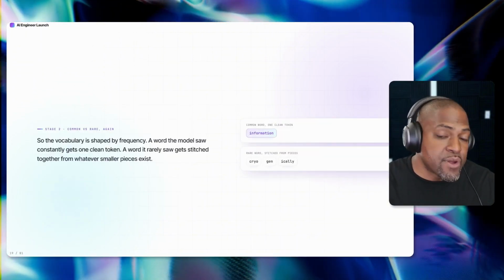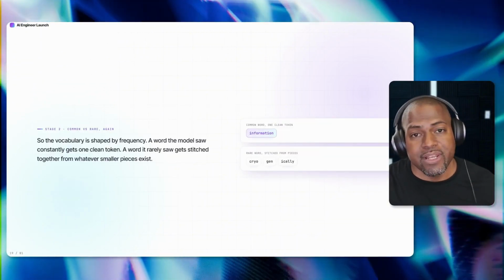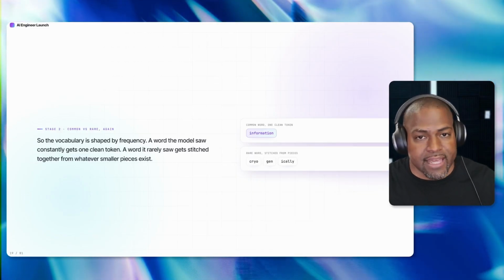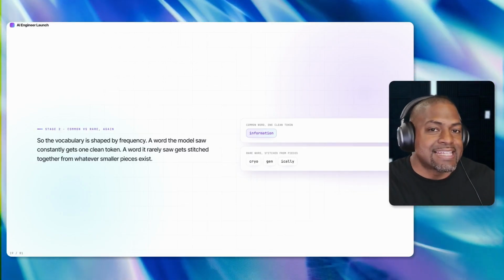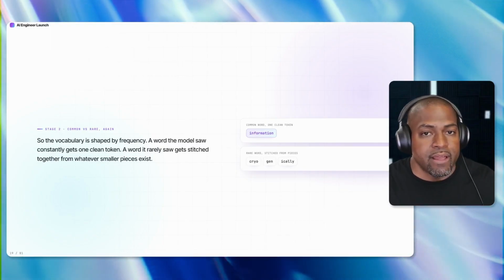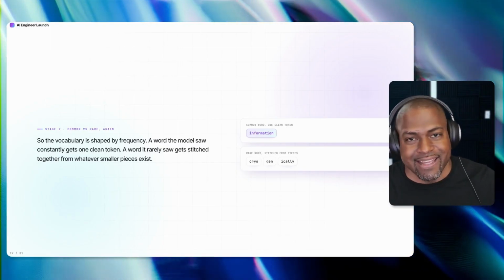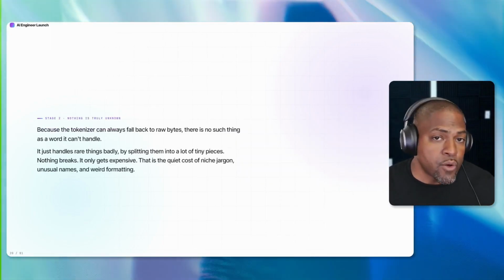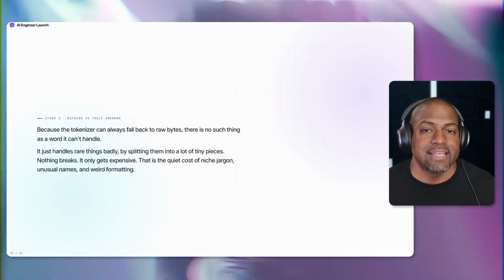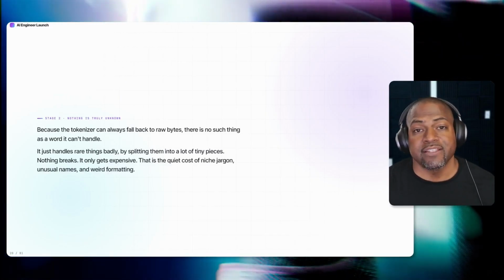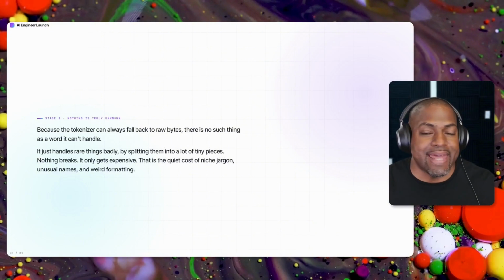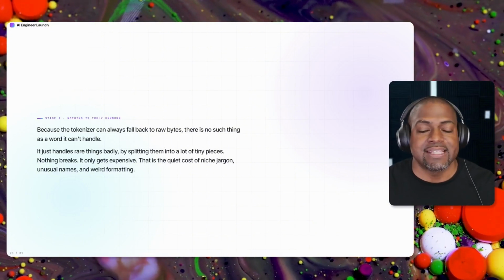Vocabulary is shaped by frequency in the training data. A common word gets one clean token, for example, "information." A rare word gets stitched from pieces, like "cryo" and "gen," so "cryogenically," for example. The tokenizer can always fall back to raw bytes. There's no word it can't handle. Rare things are just handled badly, split into many tiny pieces. Nothing breaks, it only gets expensive.